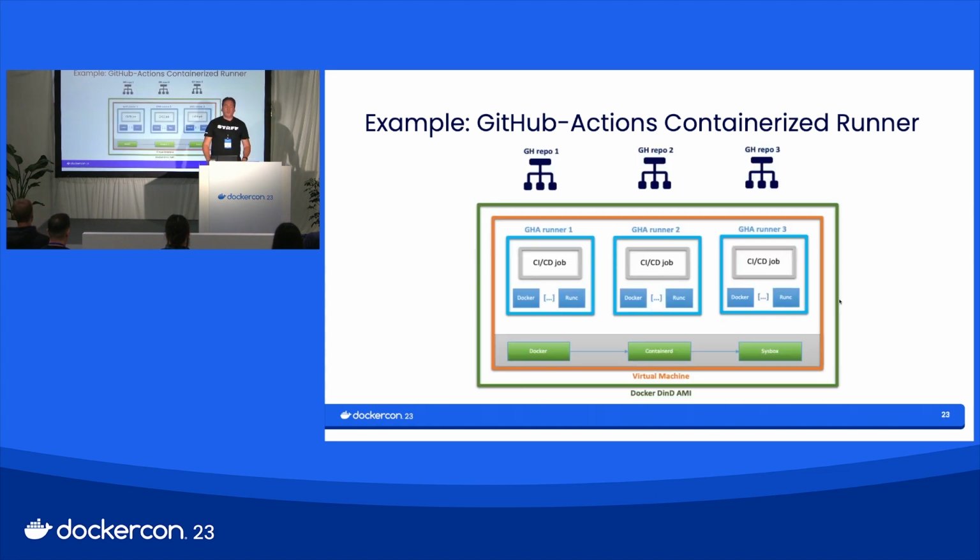Okay, so this is how the solution looks. You start from the bottom. What you have is the Docker DIN AMI that we talked about. You have the virtual machine. You have the container stack, that gray layer that you see there, with Docker, Containerd, and Sysbox. This is not runC. Now we have Sysbox, and Sysbox will instantiate those runners.